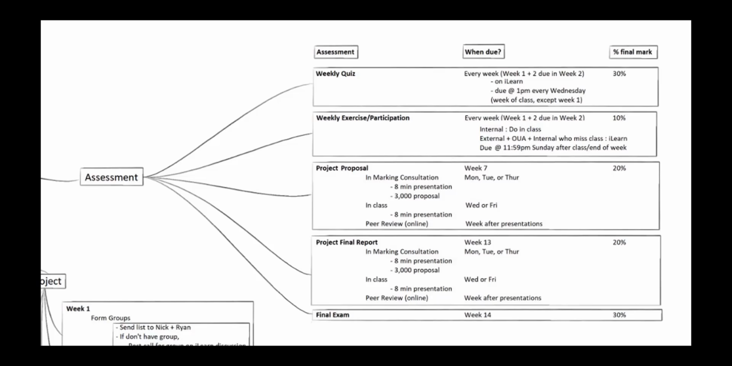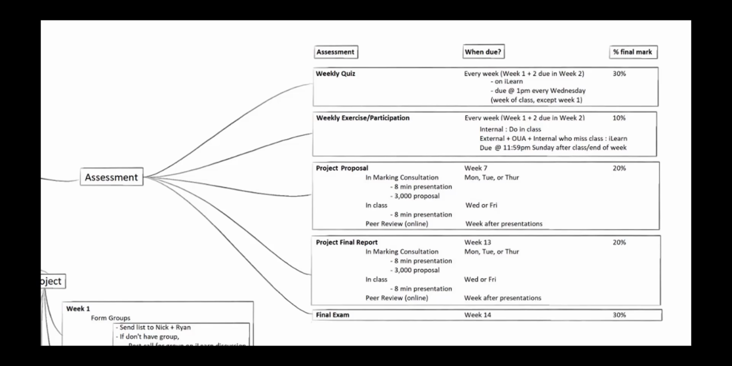And that's basically to allow you to miss class for whatever reasons, whether it's sickness or just busyness, without feeling too anxious about it. They will be on iLearn, and as I've said, they're due at 1 p.m. every Wednesday, but not this week, not week 1, because I'm late.